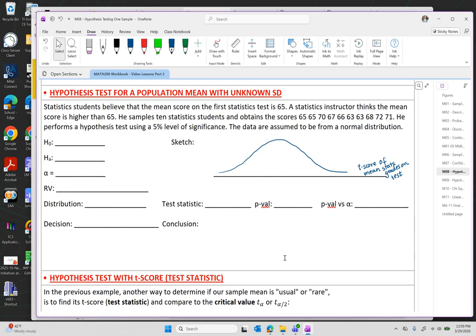We did an example of a hypothesis test for a population mean when we know the standard deviation of the population. And now we are going to do a hypothesis test for a population mean when we don't know the standard deviation of the population. As a reminder, when we don't know the standard deviation of the population, but we have an approximately normal population, or when we have a large enough sample size, then we have to use the student's t-distribution.